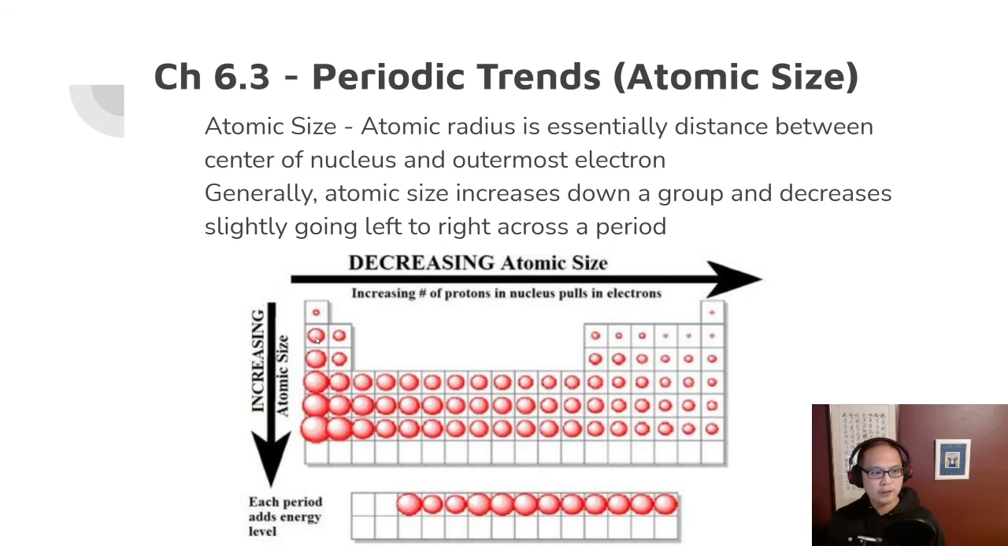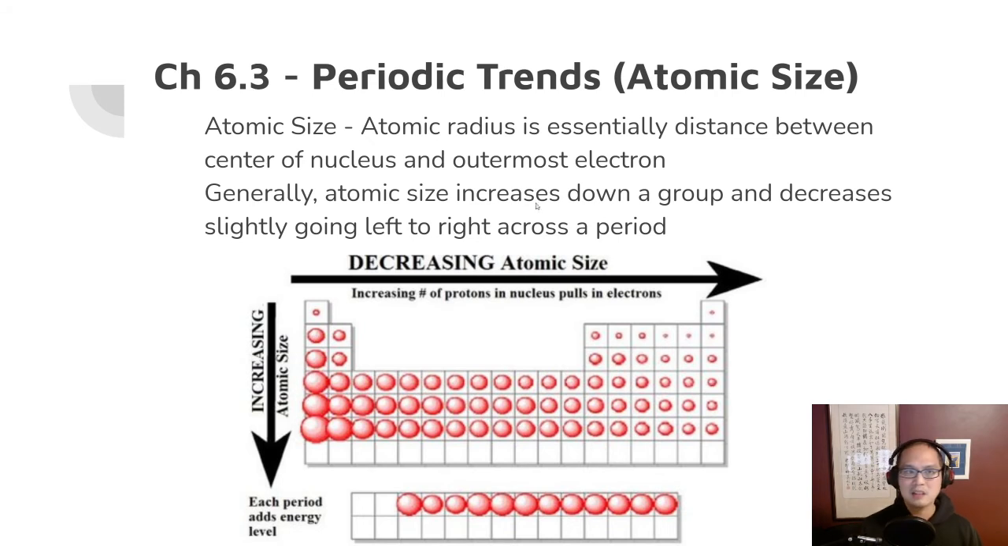Okay? Now, hopefully that makes sense to you. If not, go back, rewind, listen to it again. But that is why it gets smaller as you go across, because you're not adding an energy level, which makes the thing jump in size, right? You're just adding protons, which makes the charge bigger and pulls everything a little bit tighter.